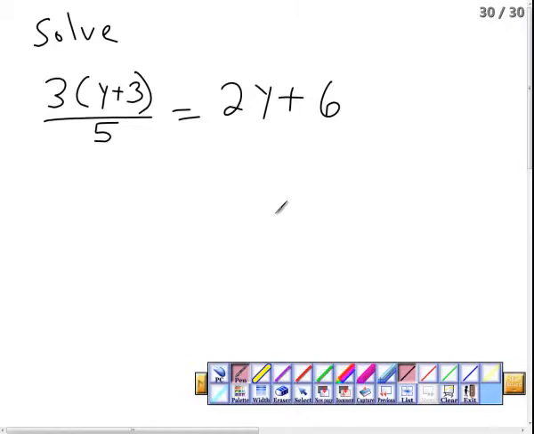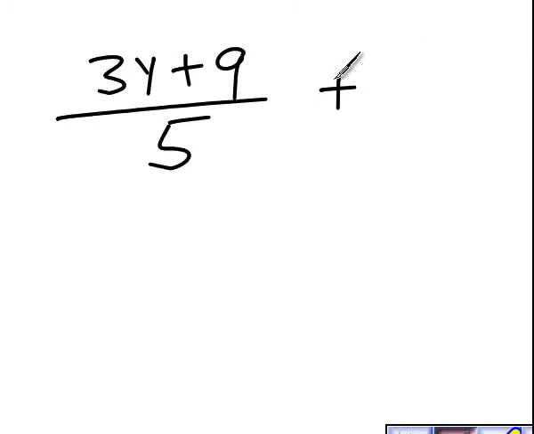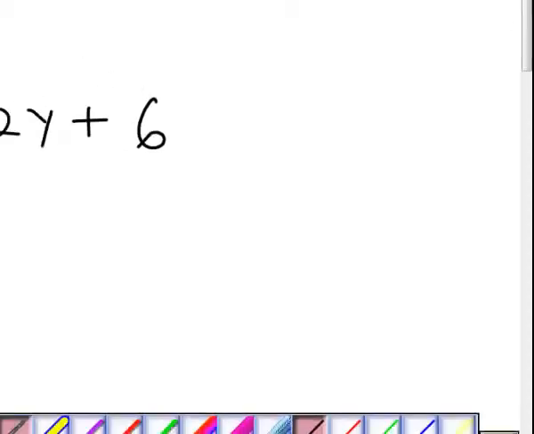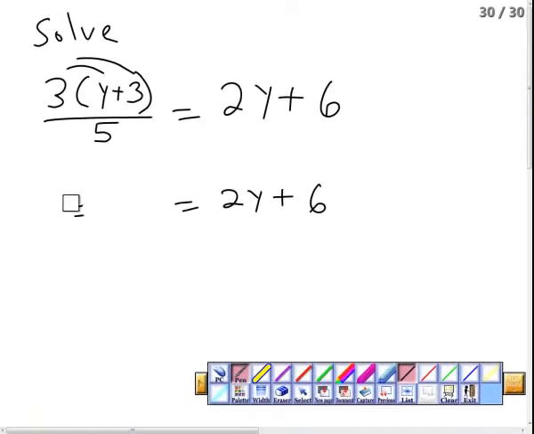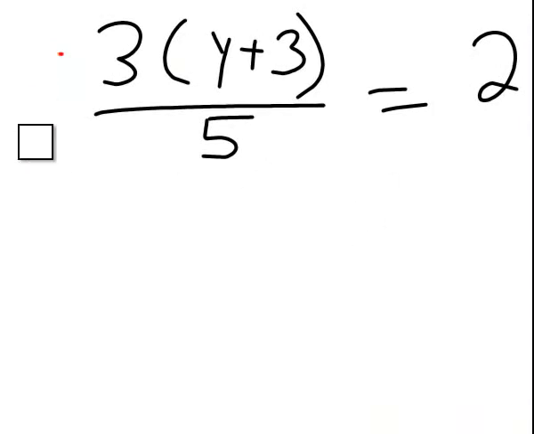Okay, you could distribute. Yeah, you could do that. But you still have 3y plus 9 over 5 equals 2y plus 6. All right, you could. Or you could just do... Shouldn't you multiply? Yeah. Everything? Yeah, you want to go ahead. I mean, the other thing would be to multiply both sides times 5. Multiply times 5. So go ahead and do that.